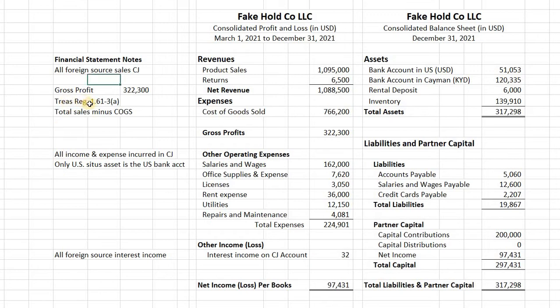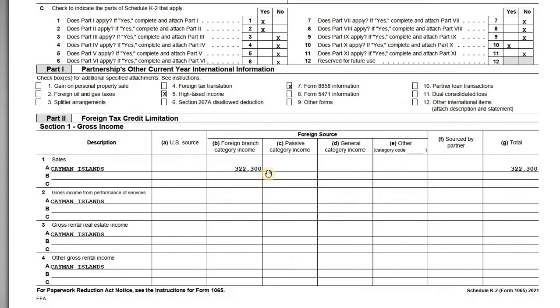If you look at Treasury Reg Section 1.61-3(a), you can see that definition. So that's why, when we talk about gross income reported on Schedule K-2, we're actually looking at the gross profit here. What are our net sales less the cost of goods sold? Gross profit, 322,300. That's why that number is reported on Schedule K-2, Section 1, in column B for foreign branch category income. So there's our $322,300 number.